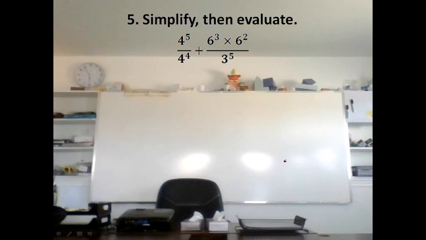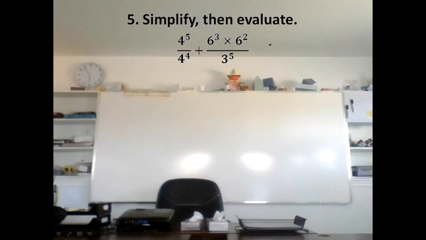If you have 4 to the power of 5 divided by 4 to the power of 4 plus 6 to the power of 3 times 6 to the power of 2 over 3 to the power of 5, you need to remember that each fraction is really a division that will get solved at some point.